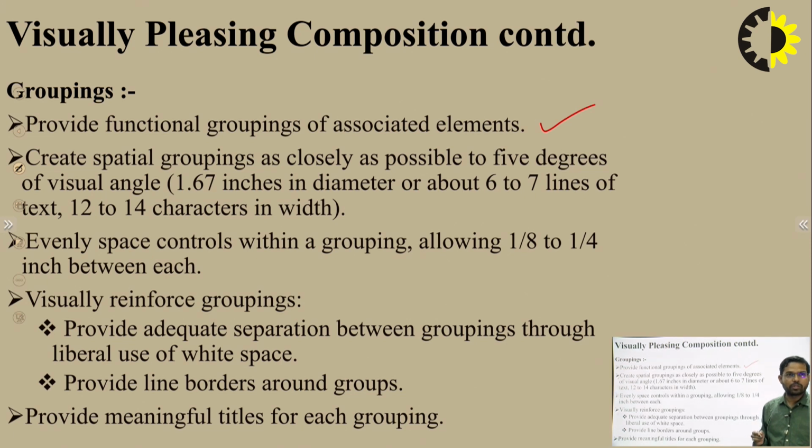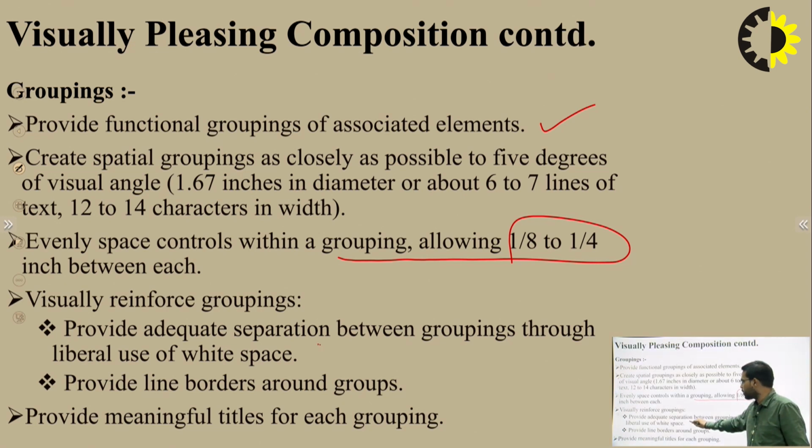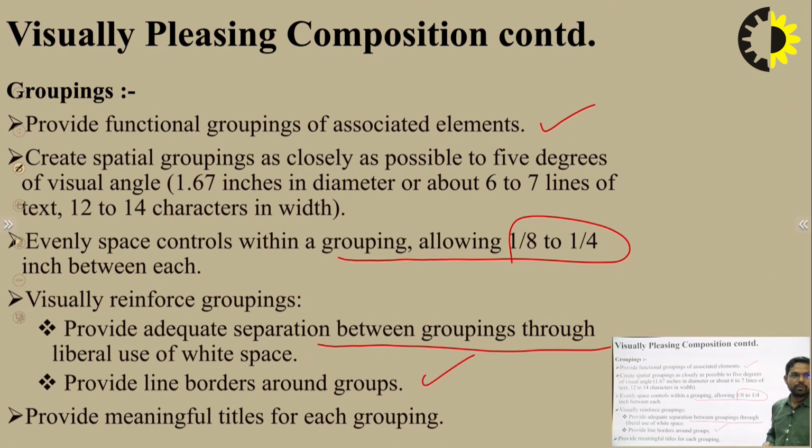Spatial grouping: keep groups as close as possible, within 5 degrees of visual angle, which is 1.67 inches in diameter, about 6 to 7 lines of text, 12 to 14 characters in width. Space controls evenly within the grouping, allowing 1/8 to 1/4 inch between each. For visual reinforcement of grouping, provide adequate separation between groups through liberal use of white space, provide line borders around groups, and provide a meaningful title for each grouping.